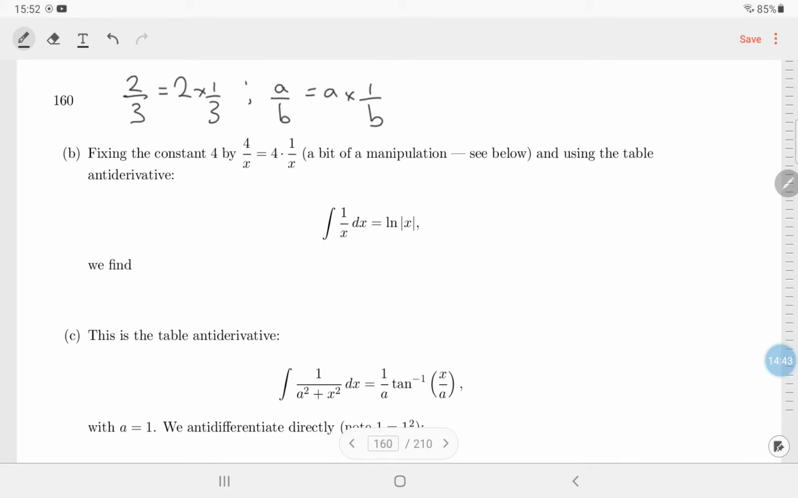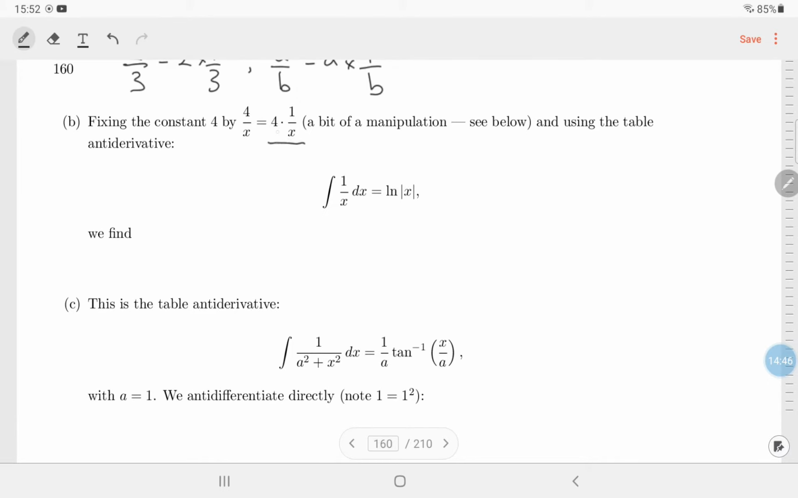Okay, so this is what we're anti-differentiating. So we'll fix this constant. So we find that the antiderivative of 4 over x is equal to, fix the 4, and the antiderivative of 1 over x in the table is log of the absolute value of x, and of course plus c.